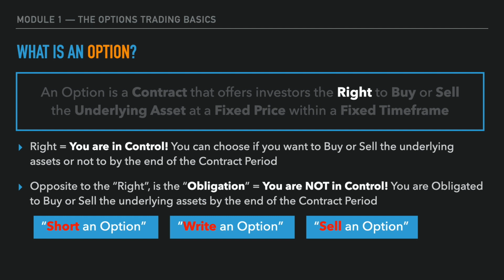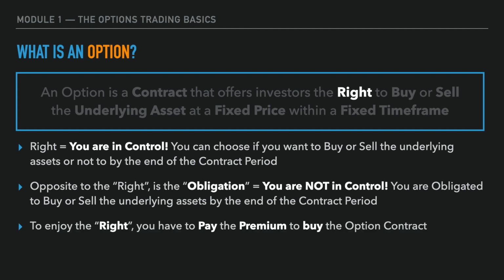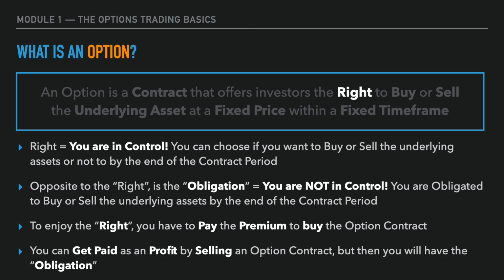Of course, there's no free lunch. In order to have the right, you have to pay the premium to buy the option contract. On the other hand, you can also get paid a profit by selling or shorting an option contract to compensate for the risk of having an obligation. This concept of rights versus obligations, paying premium versus getting paid in the form of premium, is extremely important for designing options trading strategies, which we will discuss in later modules.